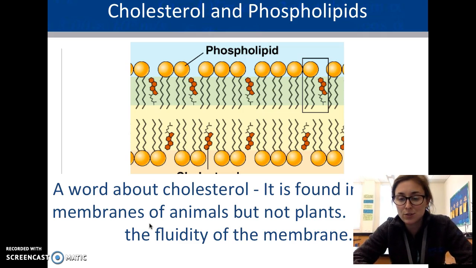Sometimes we see that cholesterol, a type of lipid, is going to be found in between my phospholipids, and that will change the way that my membrane works. It affects what we call the fluidity of the membrane, or how it moves and how it allows things through.